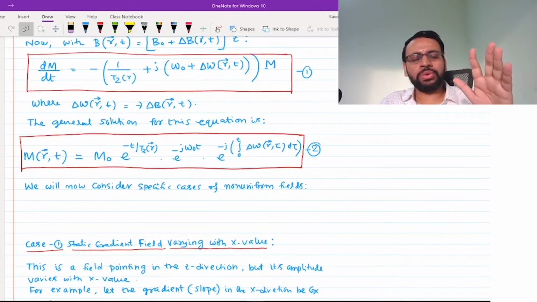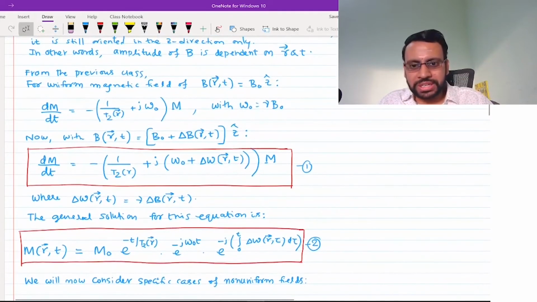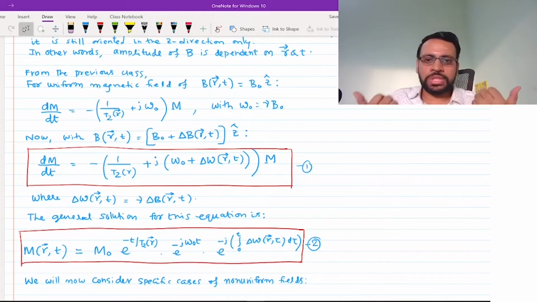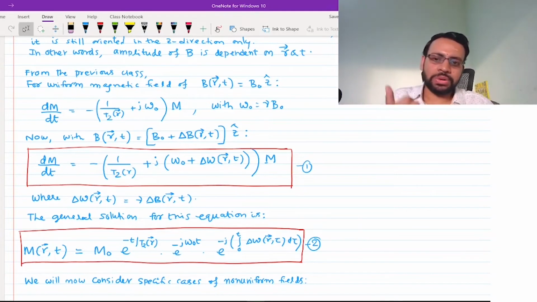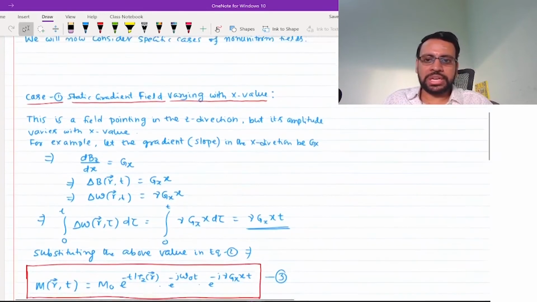Now what we would do for the rest of this lecture is consider some specific functions for this delta B of r bar comma t. In what way would we like to vary this delta B, and then what would be the transverse magnetization field as a result of that particular function. That's what we are going to see here. Particularly we are going to see three special cases.